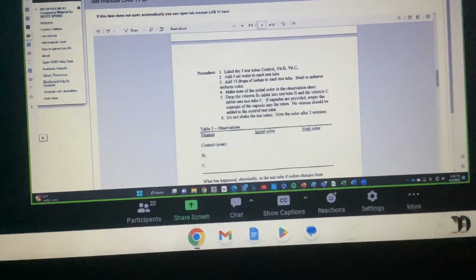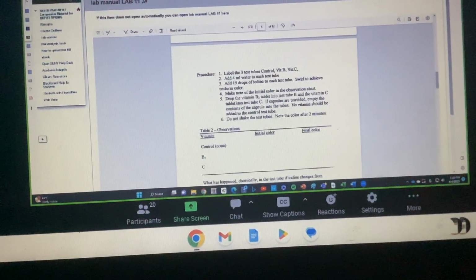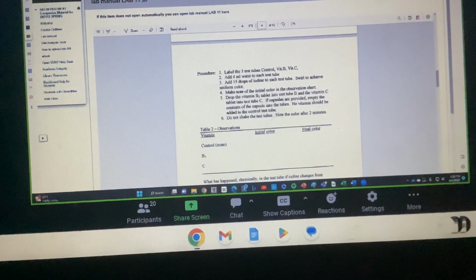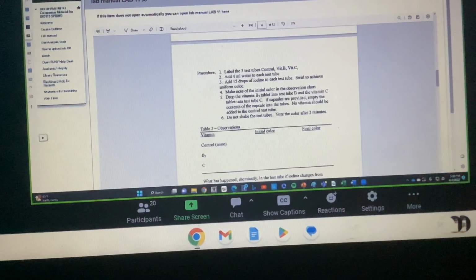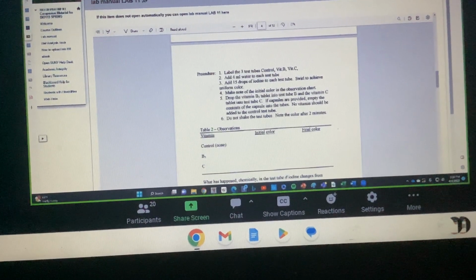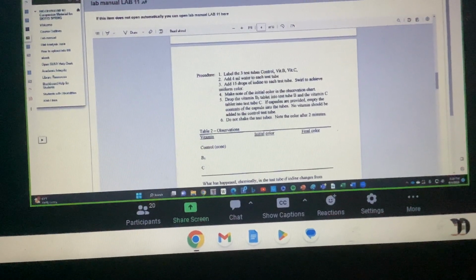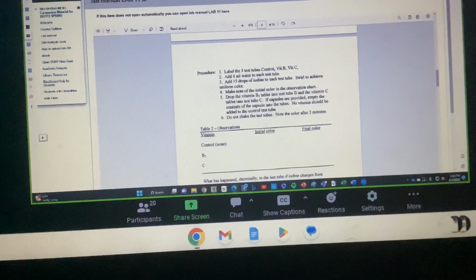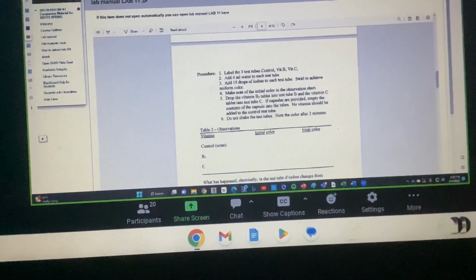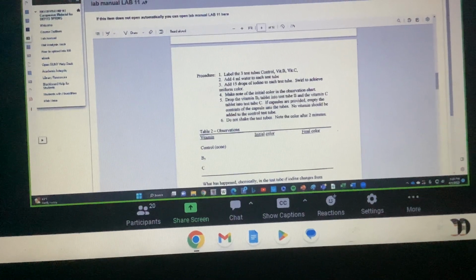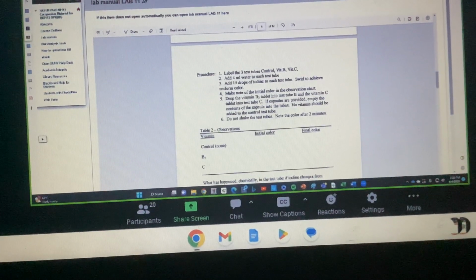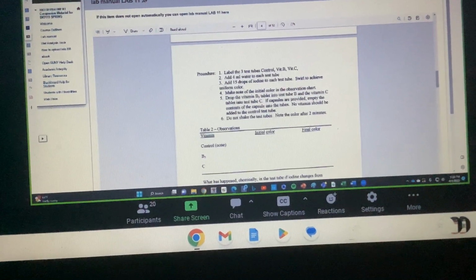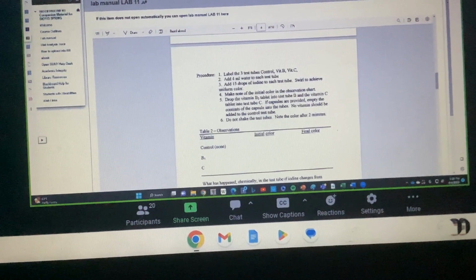All right, and then we're into chapter 11, and we're on the vitamins. What is the deficiency of riboflavin called? What is atrophic gastritis? Oh my God, these are tough words. ATROPHIC, gastritis, GASTRITIS.